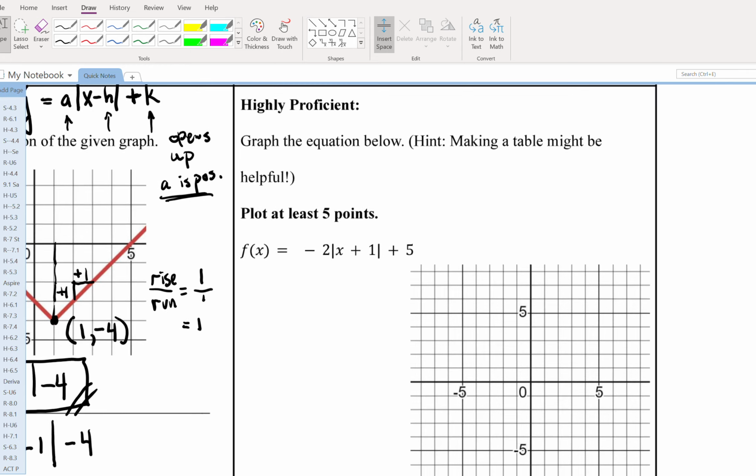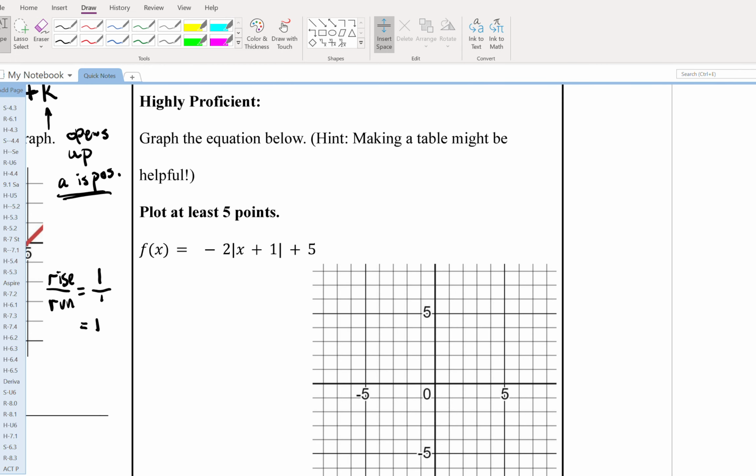All right, on this problem here, highly proficient, it says to graph the equation below. Hint, making a table might be helpful. Plot at least 5 points. All right. Well, how do you decide which points to choose? I would say there's a few things that you want to know. So look, your a is negative 2, so I know it's going to open down. It's going to be like that.